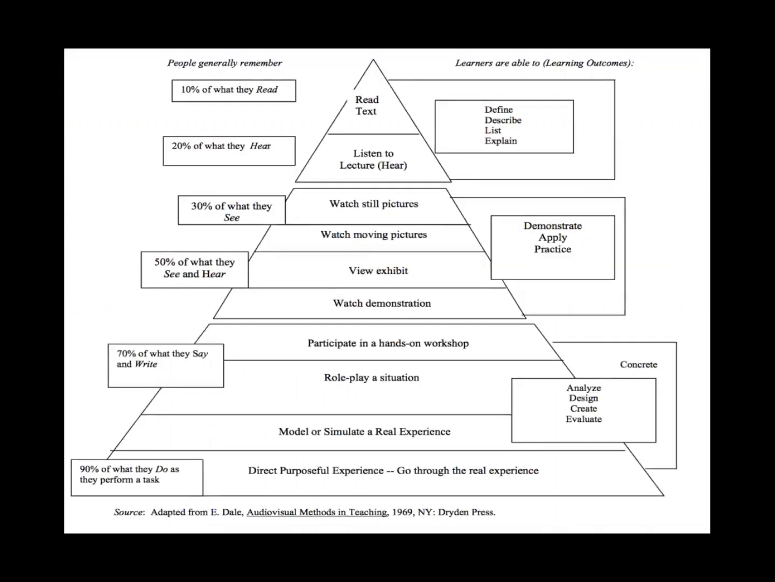So this is the cone of learning. And you can see if you're facing your screen along the left, you see the different methods of learning. We have read, hear, see and hear, say and write, and then do a task. And you can see how at the top, research has shown that people remember 10% of what they read, 20% of what they hear, 30% of what they see, 50% of what they see and hear, 70% of what they say and write, and then 90% of what they do as they perform a task.